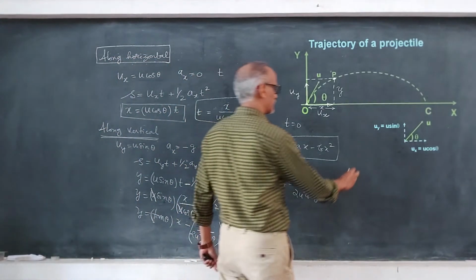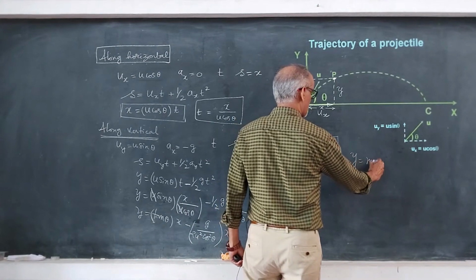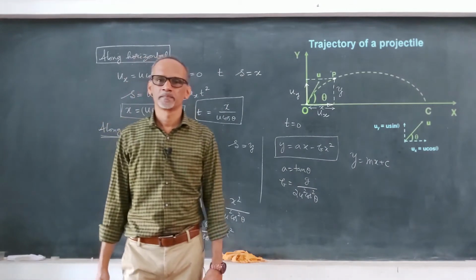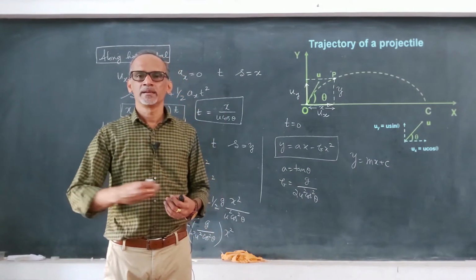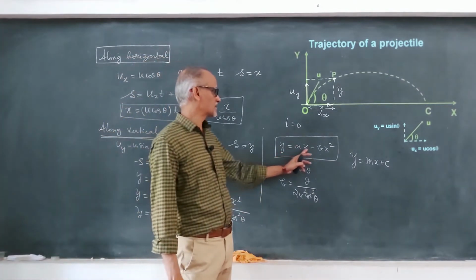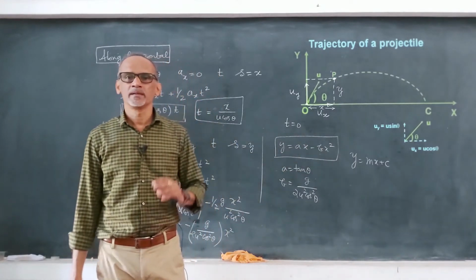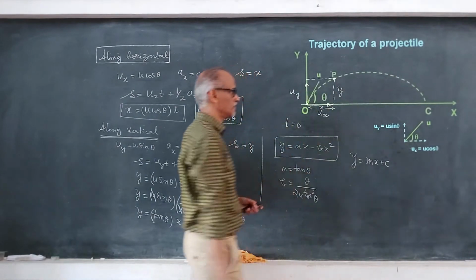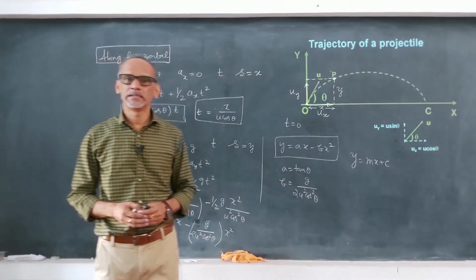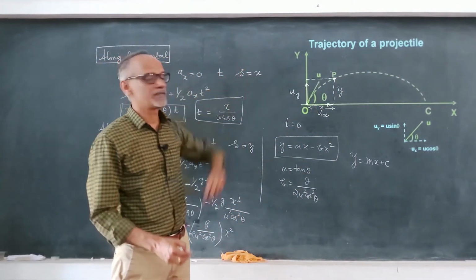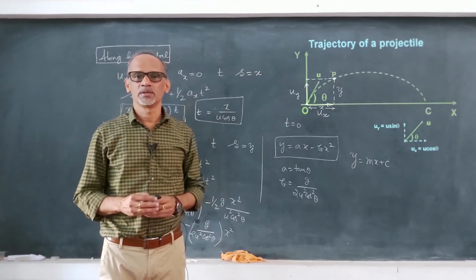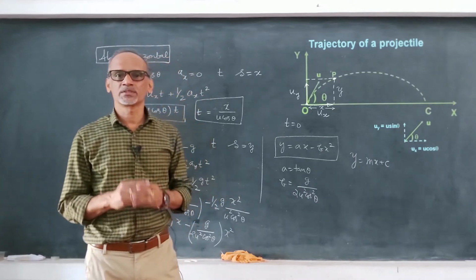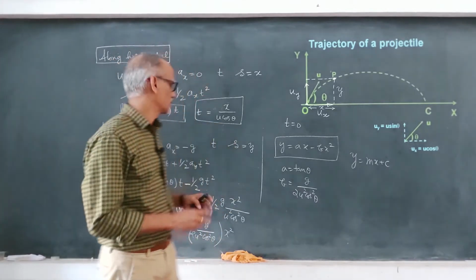You must have learnt in your lower classes that y is equal to mx plus c represents a straight line. There is an equation representing a straight line. Similarly, y is equal to ax minus bx square represents a parabola, a structure called a parabola. So what we have proved here is that the trajectory of a projectile is a parabola. That is what the question will be: prove or show that the trajectory of a projectile is a parabola. And this is what you have to write.